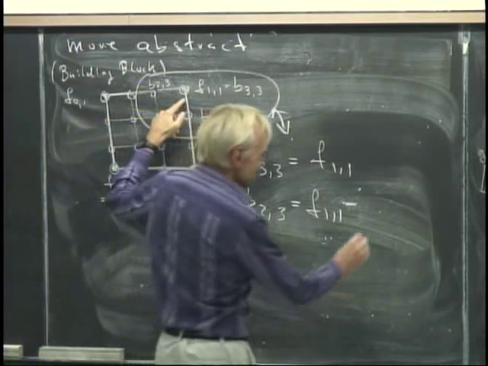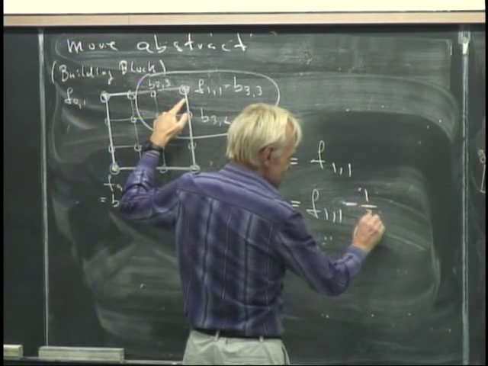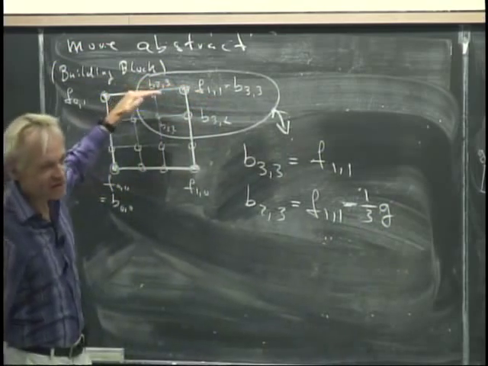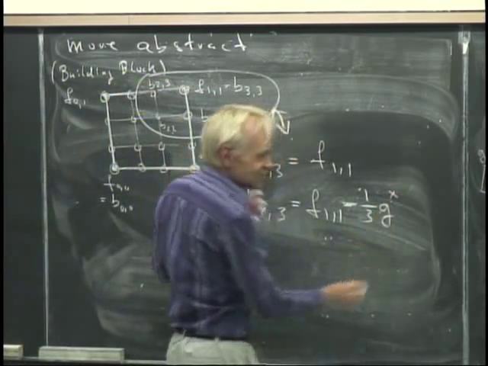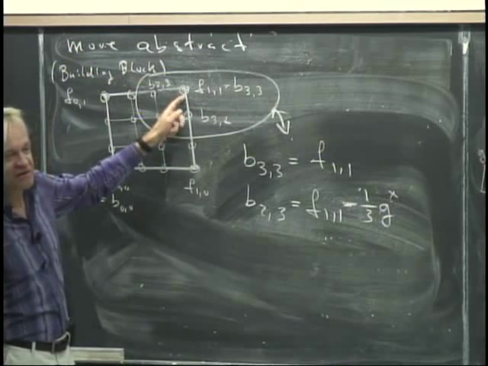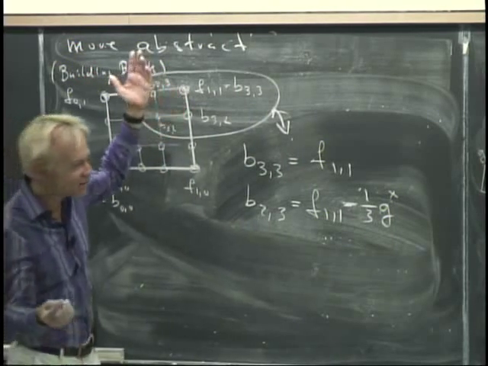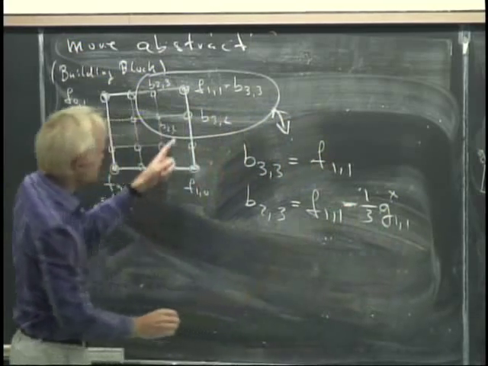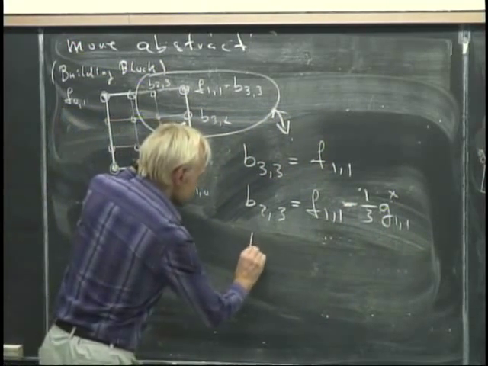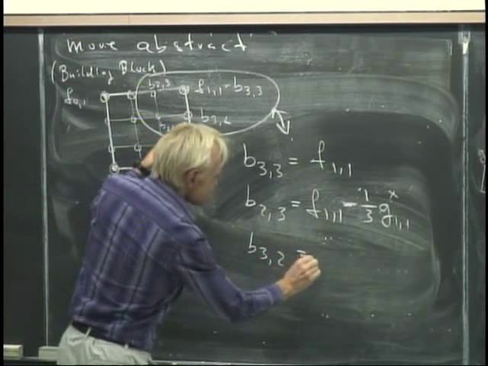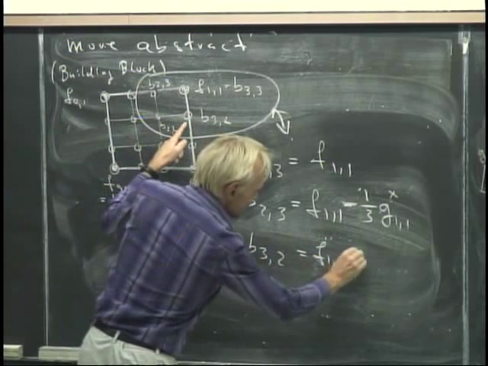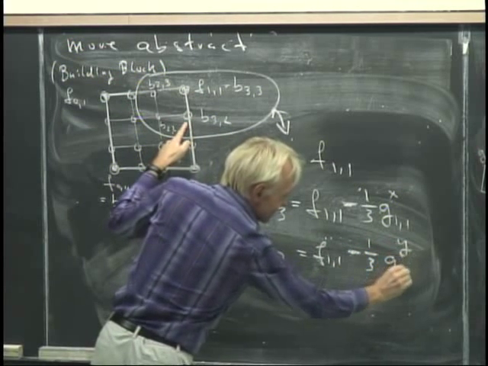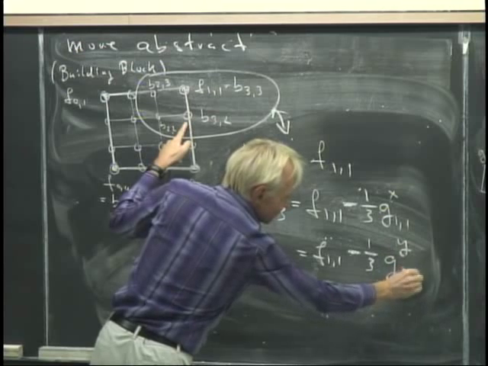1/3. The 1/3 is the magic 1/3 thing. Yes, minus 1/3 of something, of a gradient, right? In which direction are we going? In x. So it's a gradient in x. Which location are we talking about? The gradient that we have there, which was called G11 in our indexing. Okay, that's that. Now let's do this guy. B32 equals F11 minus, again, 1/3 of the gradient, but this time the gradient in y direction at that upper right corner, 1, 1.